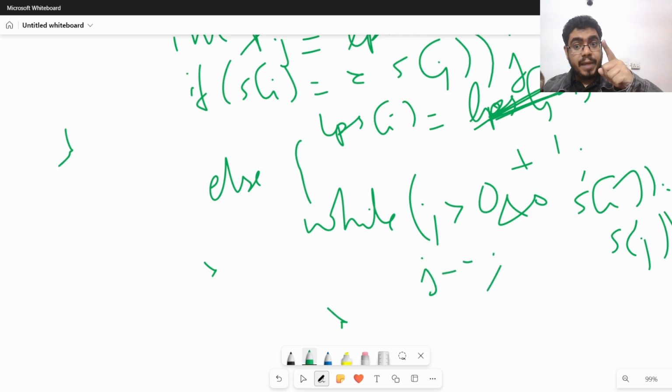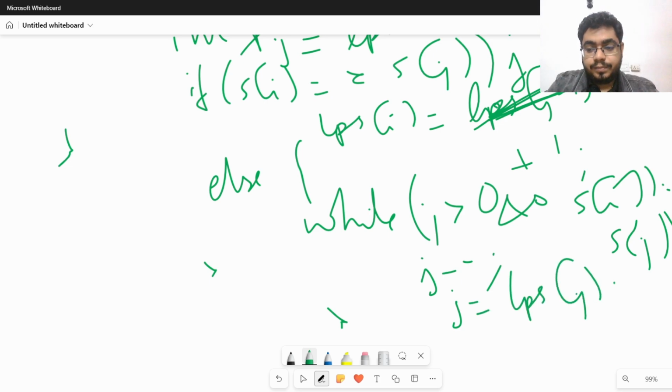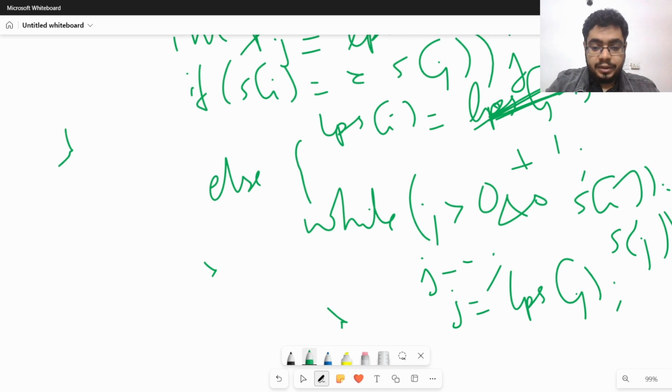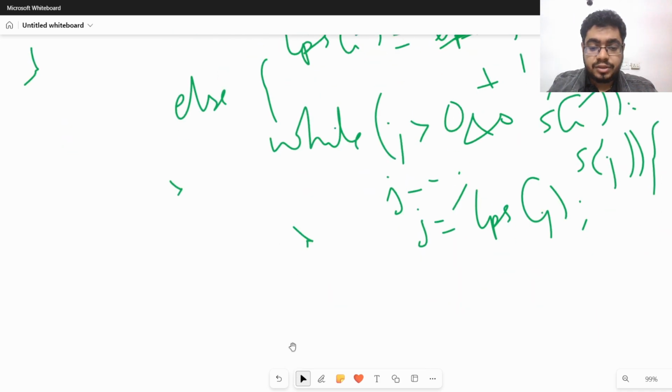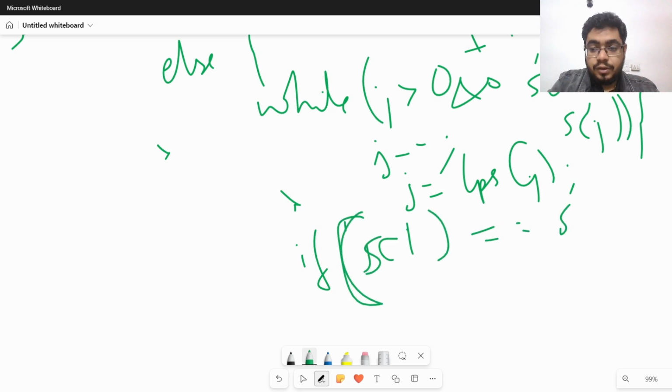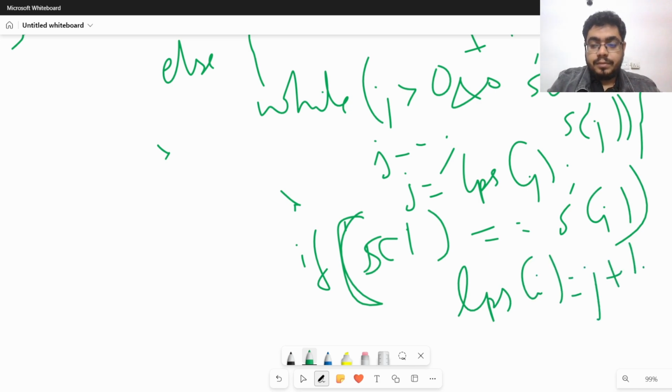So when D did not match with A, you go one step back to the last C which matched and go to its LPS. So j minus minus and finally j equal to LPS of j. Using this, you keep on going back and finally if a character matches, then you put your value there. So again the same thing, if s of i has matched with s of j, then you again put LPS of i as j plus 1, right? So this is the code that we can write.